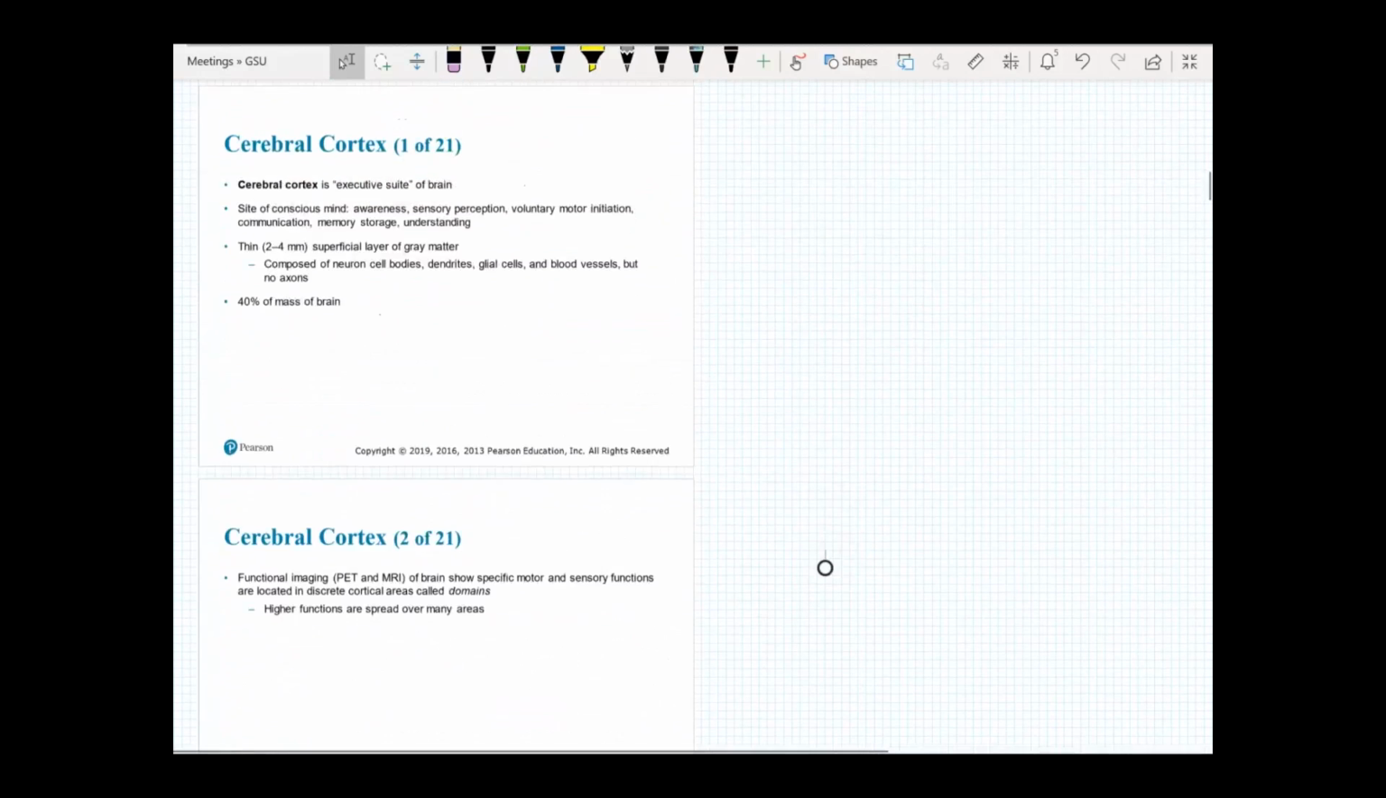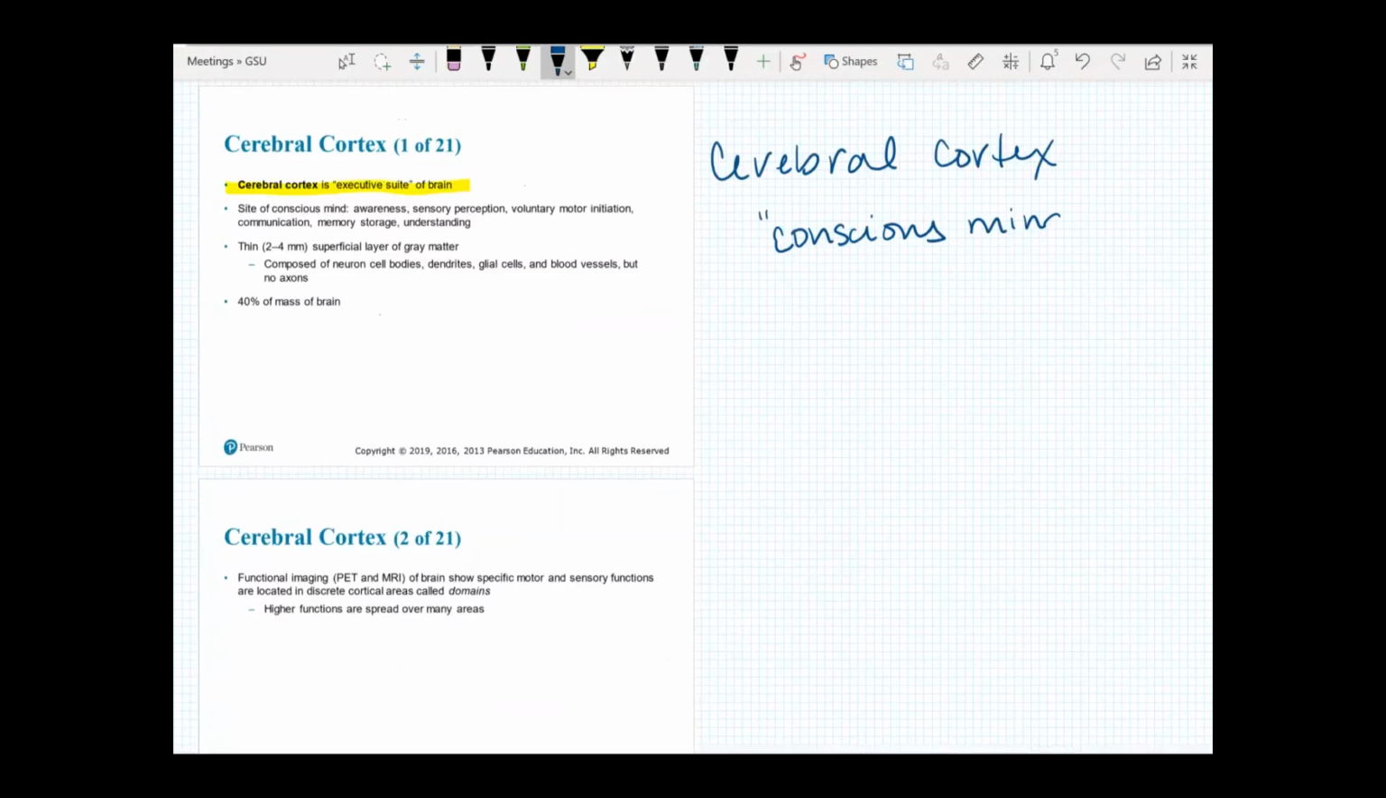Okay, when we talk about the cerebral cortex, we are saying it is the executive suite of the brain. Basically what that means is this is where we have all of our conscious, higher level awareness of who we are. So this is our conscious mind. It's where we have the ability to sense things, to think through things, to rationalize, and to control our muscles. So this is where we have our conscious mind.